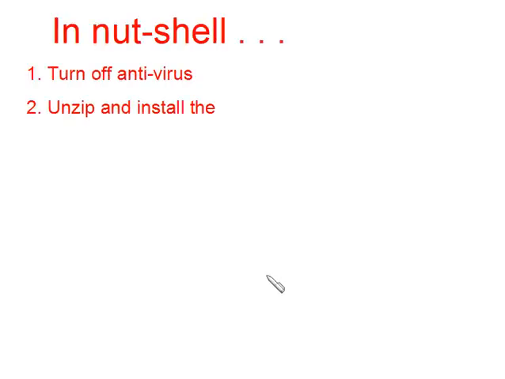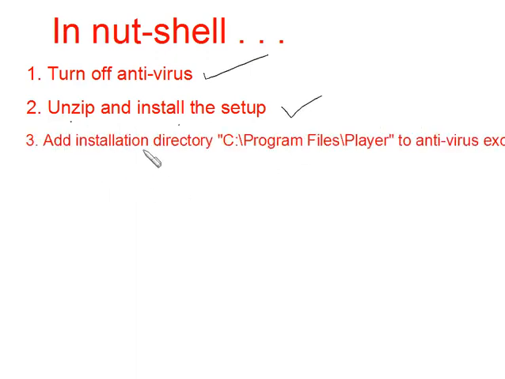Now I will explain how to install the player software if an antivirus is present on the system. In very brief, you have to turn off the antivirus first. Then unzip and install the setup that we provide you. After the installation completes, add the installation directory, C program files player. This is the location where player will get installed.